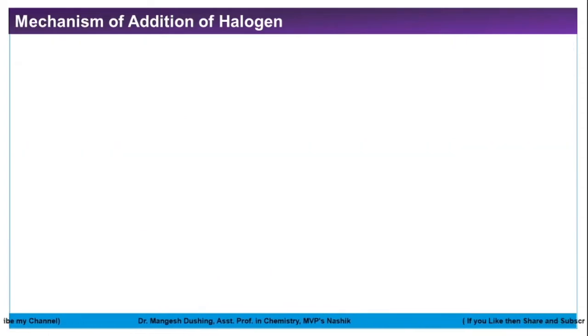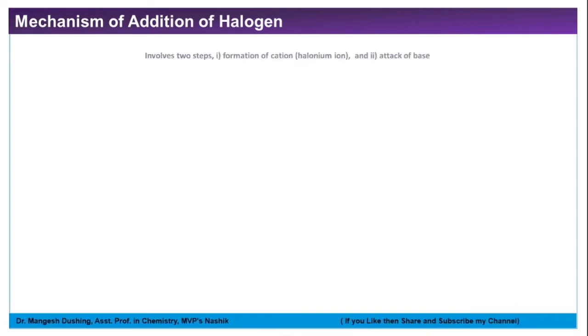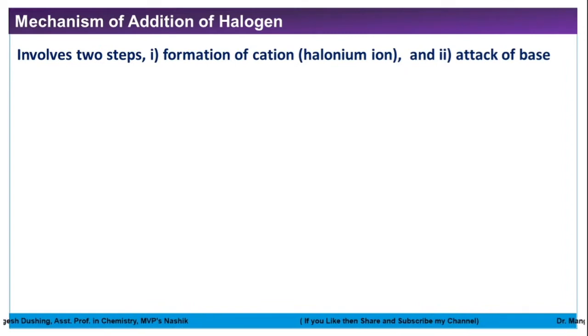Friends, now we'll see the mechanism for this addition of halogen reaction, that is, the halogenation reaction. This mechanism involves two steps. The first step is the formation of a cation. In this case, the cation is not a carbocation. This cation is a halonium ion. And the second step is the attack of a base.